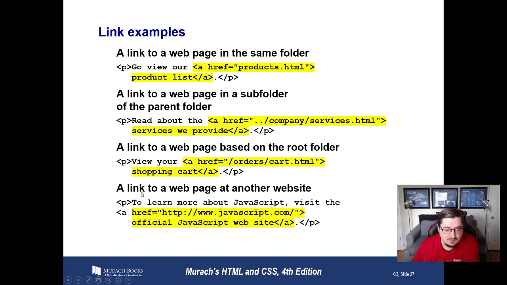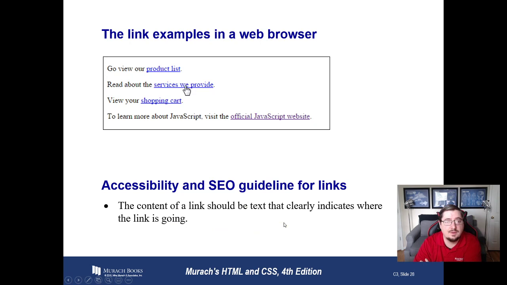If I wanted to link to another web page, well, then I do have to use an absolute URL. Anytime you're referring to somebody else's website or another website, you need to use a complete absolute URL. So here we have, okay, this is going to point to http://www.javascript.com, and this is the official JavaScript website. That's what's going to be the text of that.